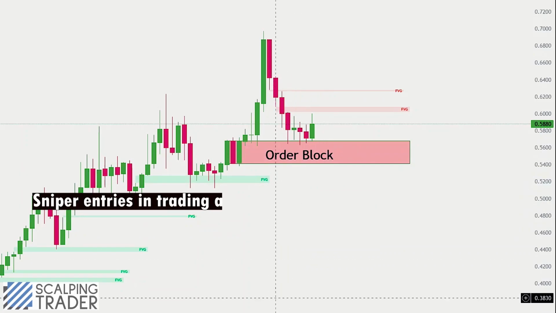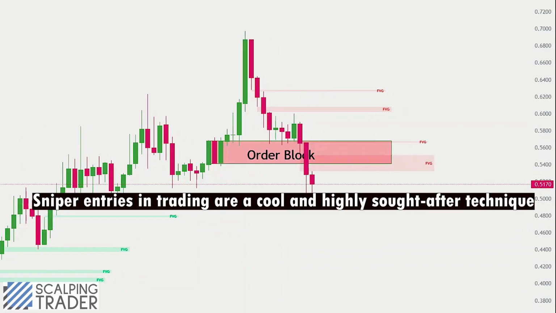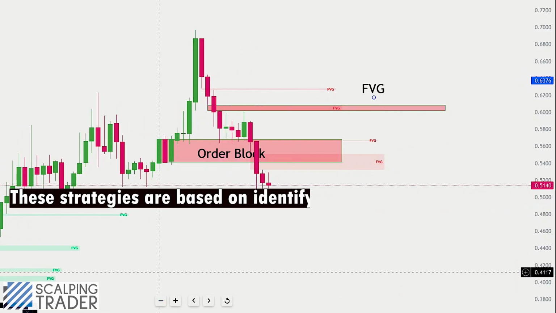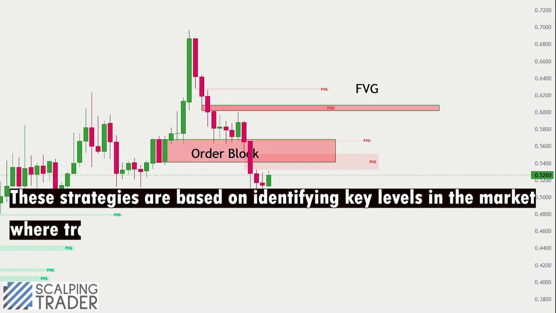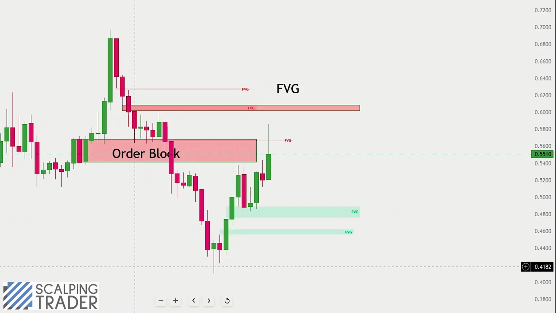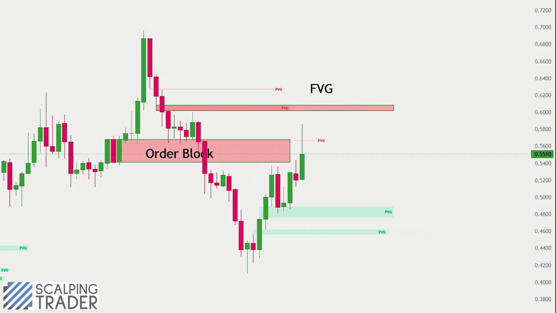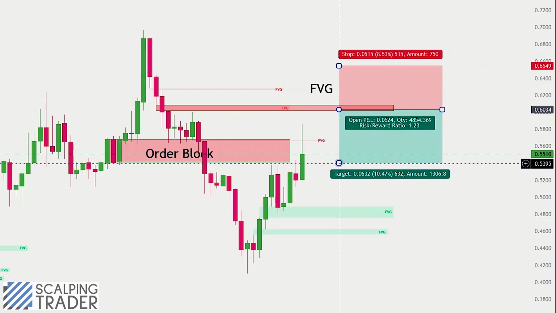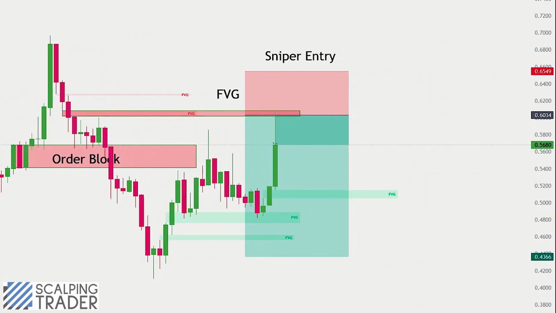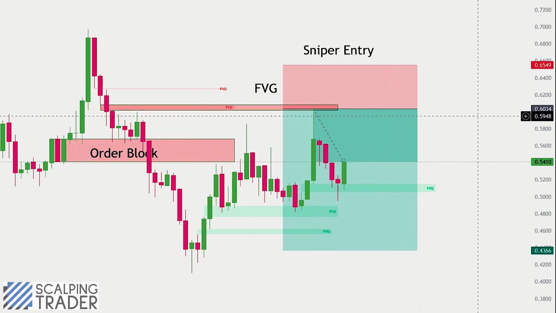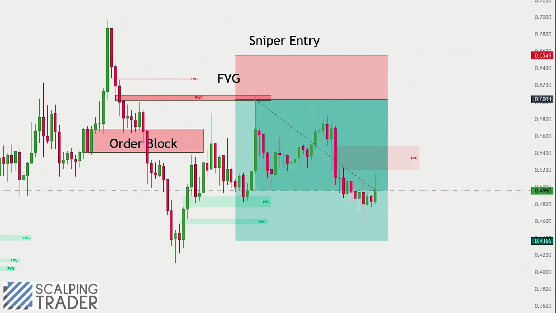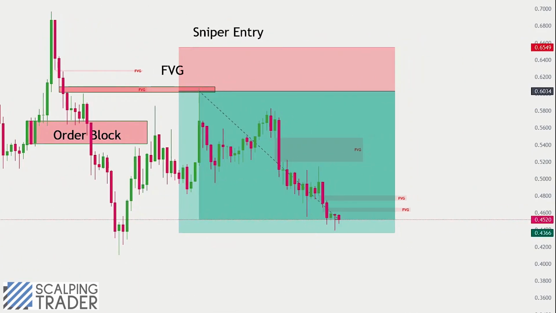Sniper entries in trading are a cool and highly sought-after technique that many traders strive to master. These strategies are based on identifying key levels in the market where traders can enter a trade with a high probability of success. In other words, sniper entries are a trading strategy that involves taking advantage of key levels in the market. These levels can be support and resistance levels, or supply and demand zones, or even psychological levels. The key to this strategy is to identify these levels and wait for the market to approach them.